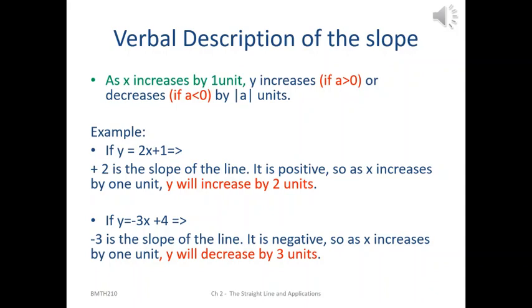So, for example, if we have an equation of y equals 2x plus 1, over here the slope is positive 2, which means that the straight line is upward sloping. As x increases by 1 unit, y will increase by 2 units. Let's take another example, y equals minus 3x plus 4. The slope over here is negative 3, which means that the straight line is downward sloping. And as x increases by 1 unit, y will decrease by 3 units.